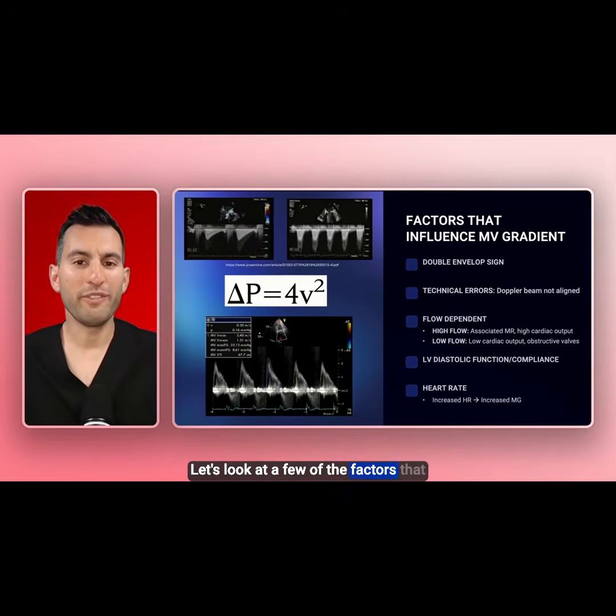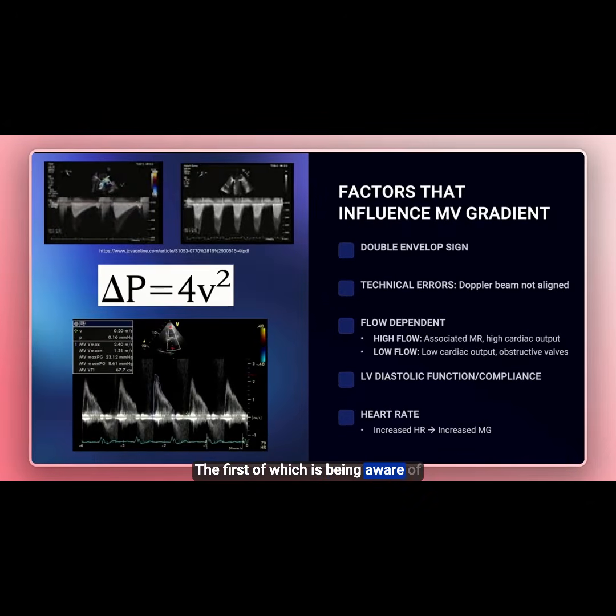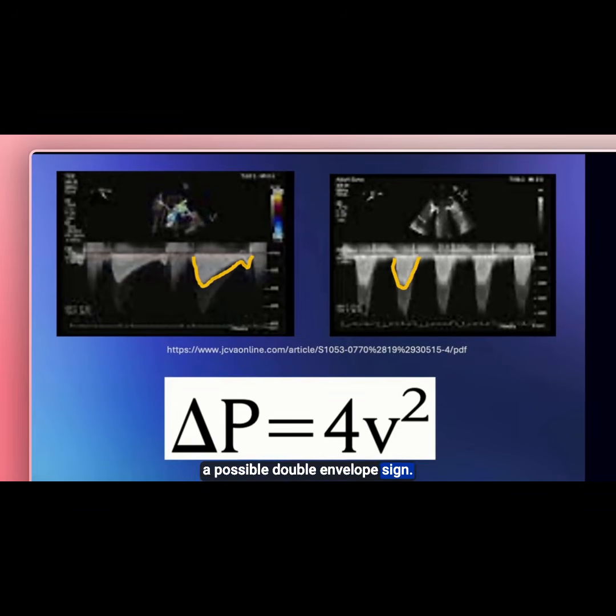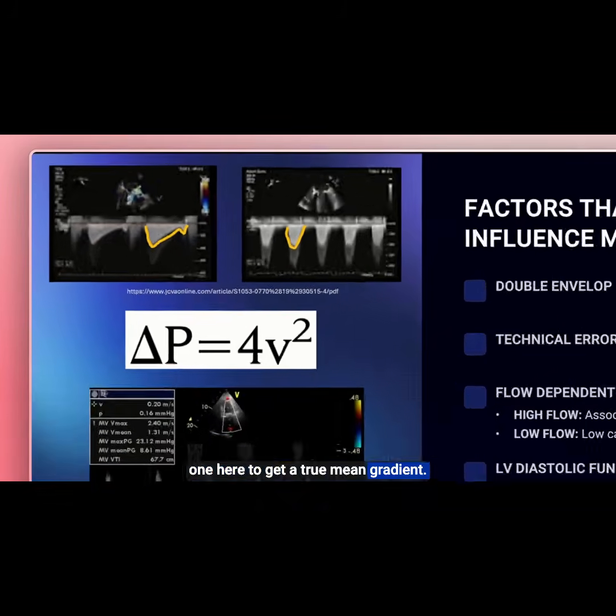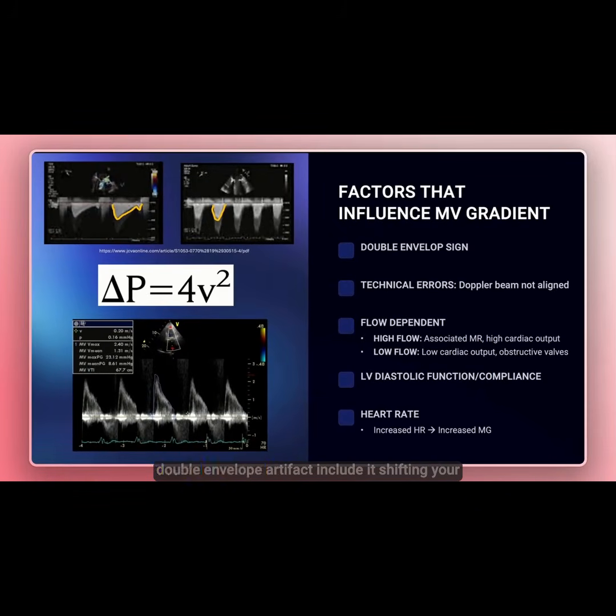Let's look at a few of the factors that are important to be aware of that can influence the mitral valve mean gradient. The first of which is being aware of a possible double envelope sign. There can be a double envelope artifact, and you need to measure the smaller one here to get a true mean gradient. Some of the ways that you can get rid of this double envelope artifact include shifting your Doppler beam slightly to change it, or turning down the Doppler gain setting to get rid of the artifact that makes that mean gradient look much bigger.